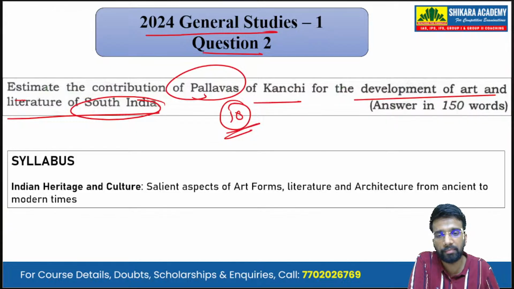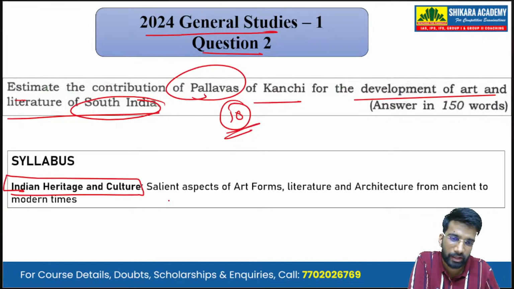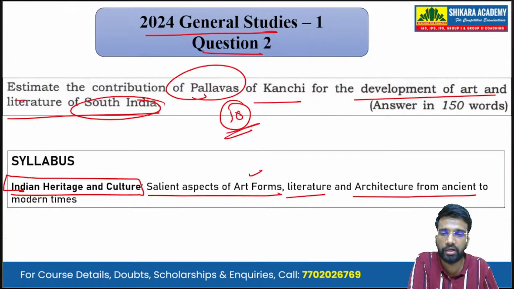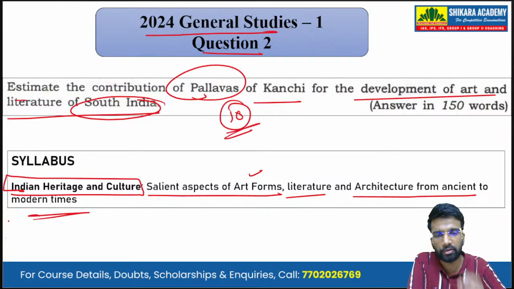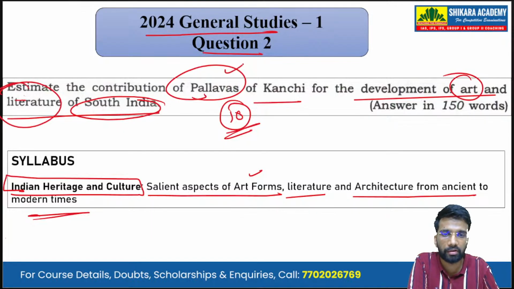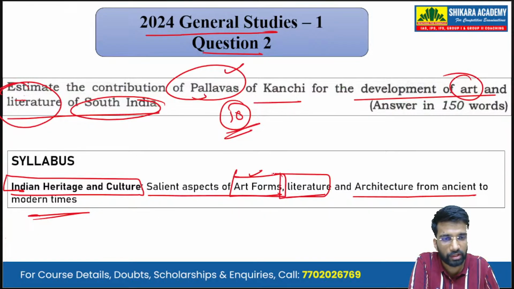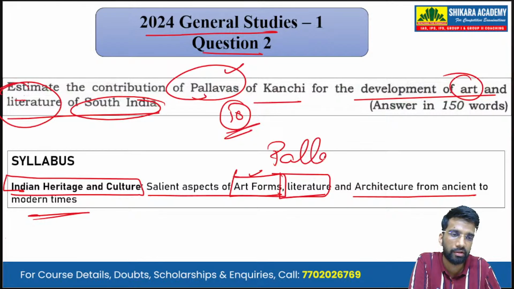Now, mapping it with the syllabus, it is asked from the subject of Indian history and culture, and that is salient aspects of art forms, literature, and architecture from ancient to modern times. This particular question is asking us about the art as well as literature and the contribution of Pallavas in the development of art and literature.